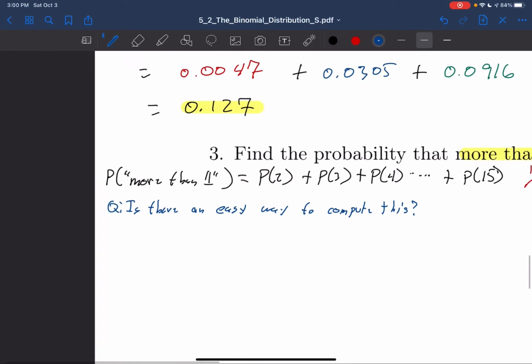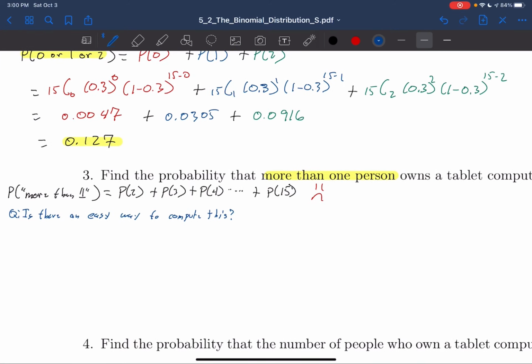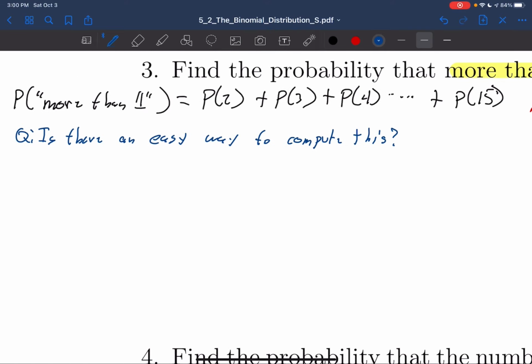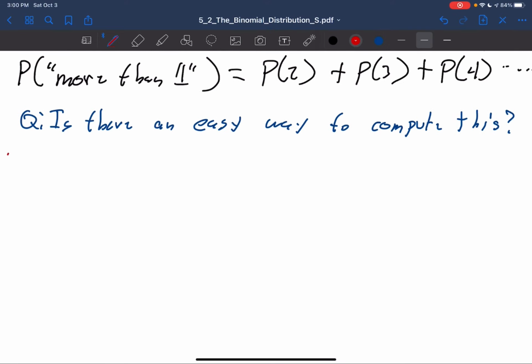Question mark. Or an easier way. Can you guys think of anything that we could use? Well, one thing we can actually use is kind of like rule of complements, and that's going to help us. So use rule of complement.